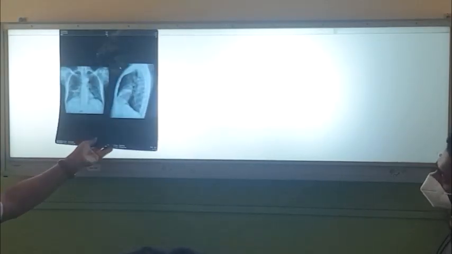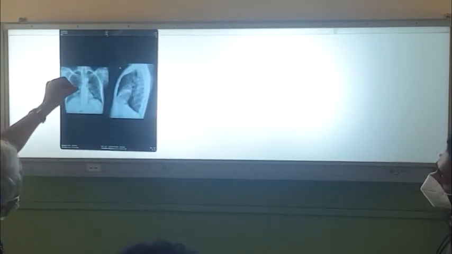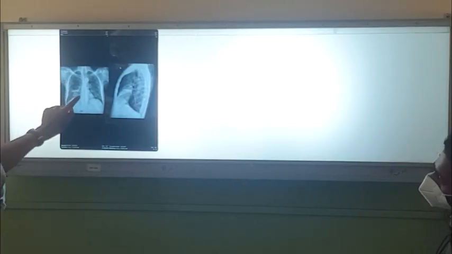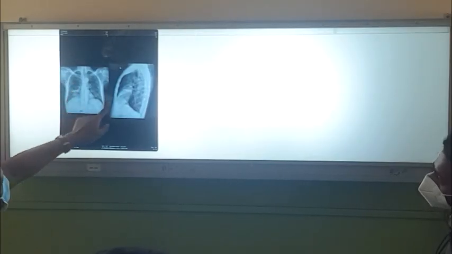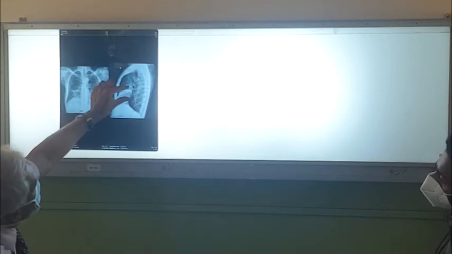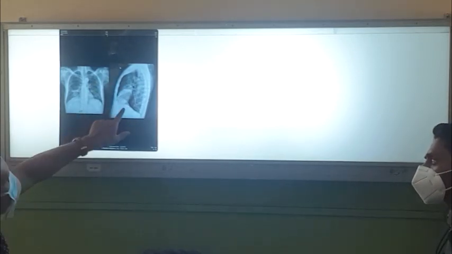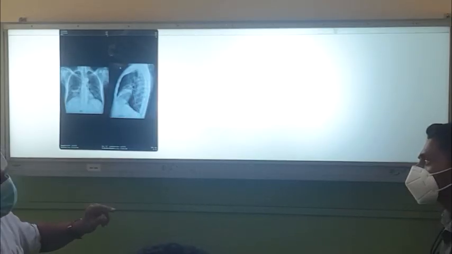Right. So I told you, if you can't see the right heart border, you have to suspect something in the middle lobe. So this is in the middle lobe. So it's a partially collapsed middle lobe. The diaphragm and all you can nicely demonstrate there.